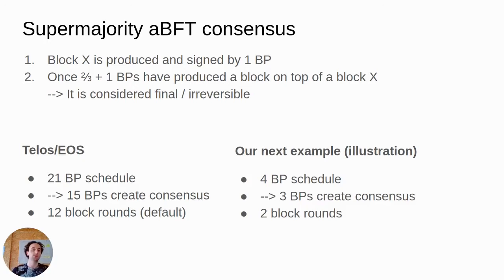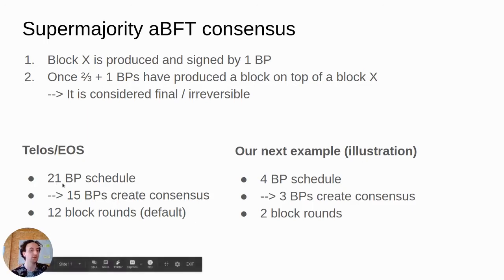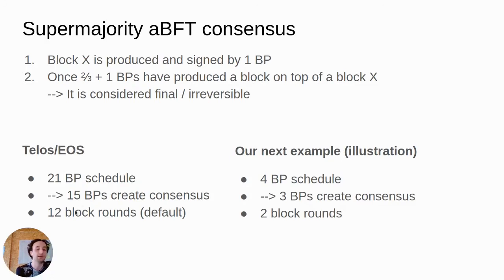Okay? So on EOS Teros, one of the decentralized networks running EOSIO, they have a 21 block producer schedule. So that supermajority, 2 out of 3 plus 1, is 15 block producers. That's the amount of consensus needed to get to an irreversible block. And in EOSIO, they all use 12 block rounds. In the next slides, we're going to go through an illustration to show this whole process. And it's only going to have 4 BPs, which means you need 3 to create consensus, and just 2 block rounds. And we're doing that so that I don't have to put 12 block producers in a slide.